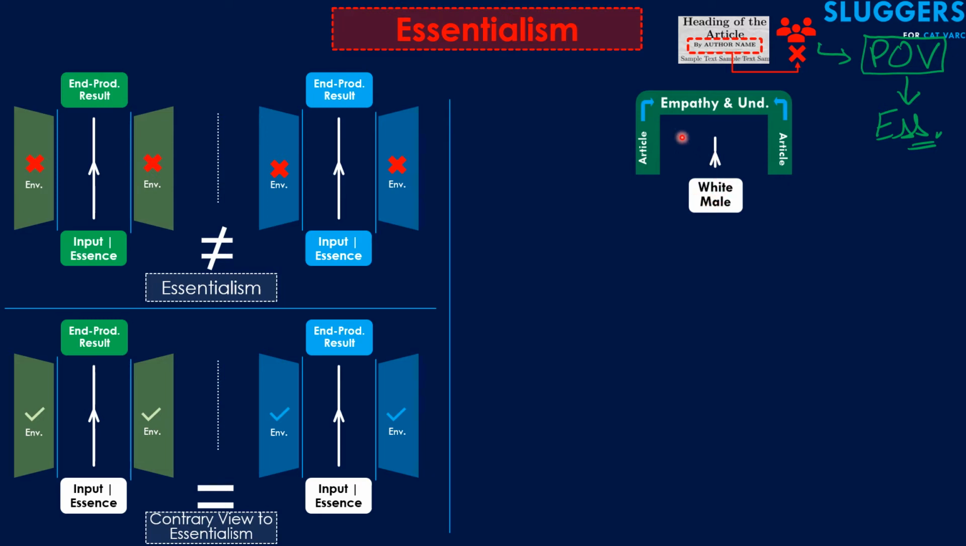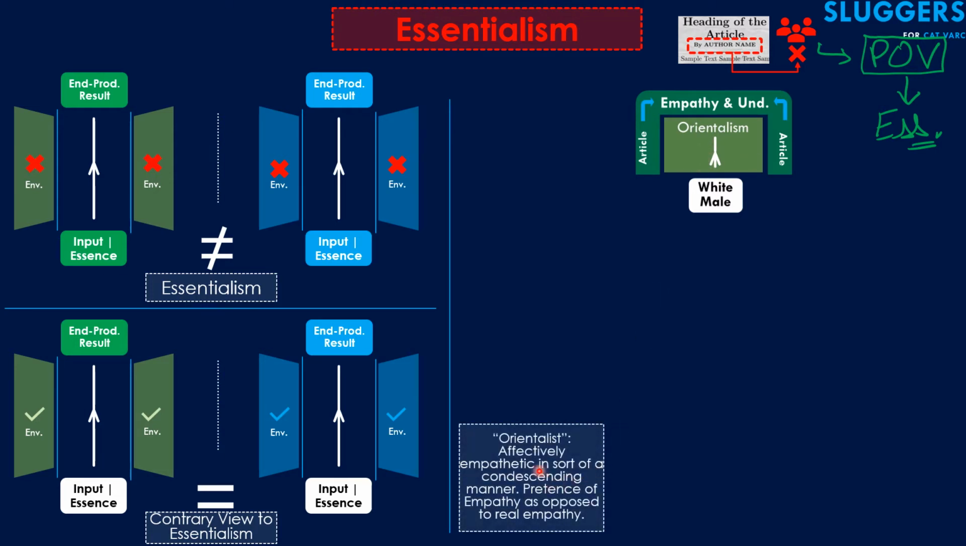They basically believe that once they read the byline and realized that the writer is a person of a certain race and of a certain gender, they were not able to associate the empathy and understanding demonstrated in the article with that person, and hence they regarded it to be a case of Orientalism. Orientalism can be defined in this specific context as being effectively empathetic in a sort of condescending manner. They basically assume this to be a case where the author is just pretending to be empathetic and understanding, which is actually in a way condescending towards the people, the Chinese people, in this context.